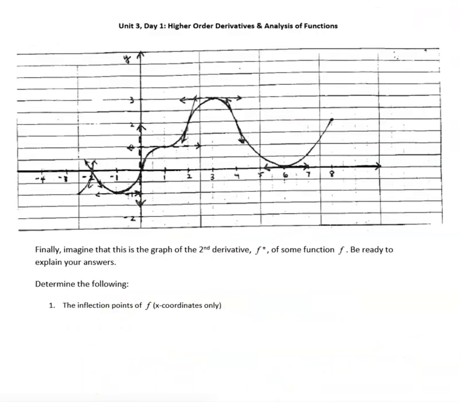Last graph, last page, same exact graph, but now this is the graph of f double prime. And the only question we're asking you here is, where are there inflection points on f? So the only thing we can do with this graph, going back to f, is say, okay, well, if f double prime is below the x-axis or negative, that means the function is concave down. And where the graph of f double prime is positive, above the x-axis, that means the graph of f is concave up. So I'm just going to have one single inflection point on the graph of f, and that is at x equals 0, where the graph of f double prime changes from negative to positive.